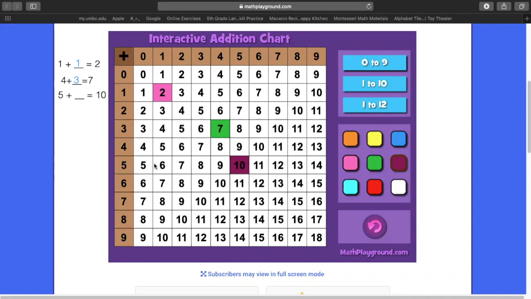What number's on the side? If we draw a line, what number is this on this side? 5. Wow. Did you know that 5 plus 5 equals 10? Let's keep going.